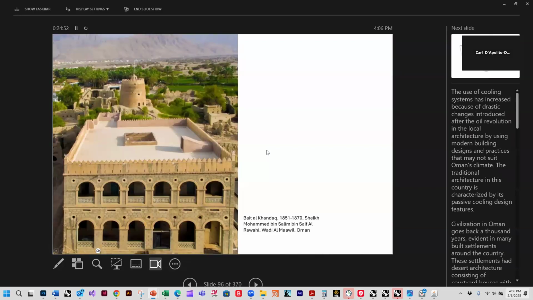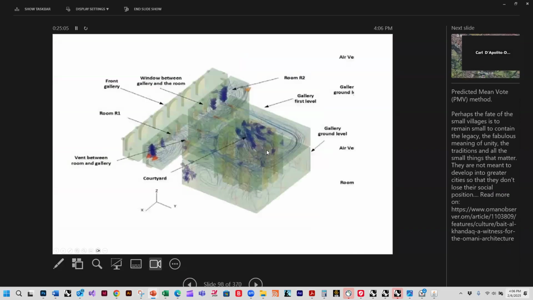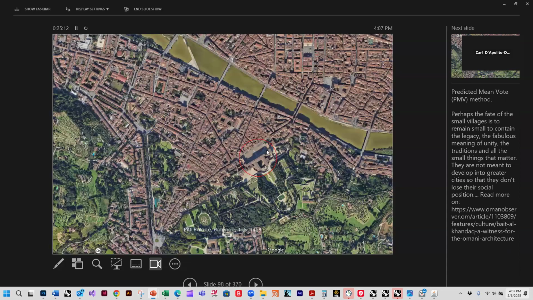This is the very, very famous house in Oman. It's the most famous building in Oman, and it has a similar situation with a courtyard in the middle and cold lanes, and there's a very in-depth CFD analysis of it. So I think it's an interesting example that we could build on.